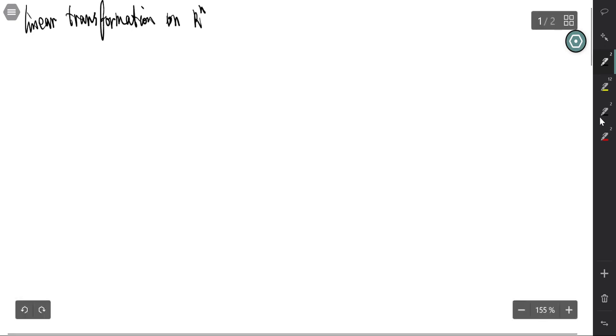Okay, let's review the linear transformation. There's mainly two problems related to linear transformation. The first is to determine if a transformation is linear or not. To determine if a transformation is linear or not, we use the definition of linear transformation.